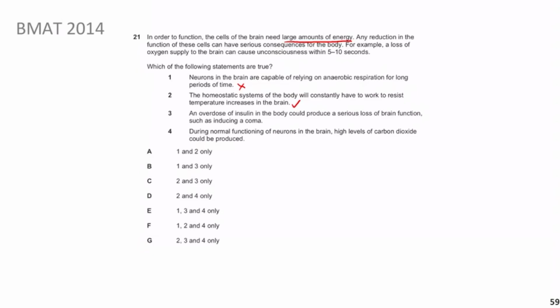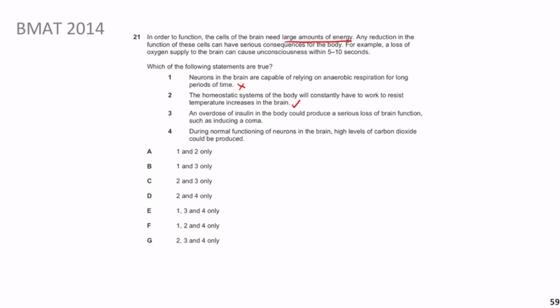Then the next one says an overdose of insulin in the body could produce a serious loss of brain function, such as inducing a coma. This again, guys, is more to do with the next topic we're going to look at, which is homeostasis, so I'll just explain it briefly here. If you remember back to your GCSEs, maybe even your A levels, you have insulin and glucagon. Glucagon acts when glucose is low, to bring glucose back up, whereas insulin does the opposite. It's a counter-regulatory hormone, so it brings down your glucose level when it's too high.